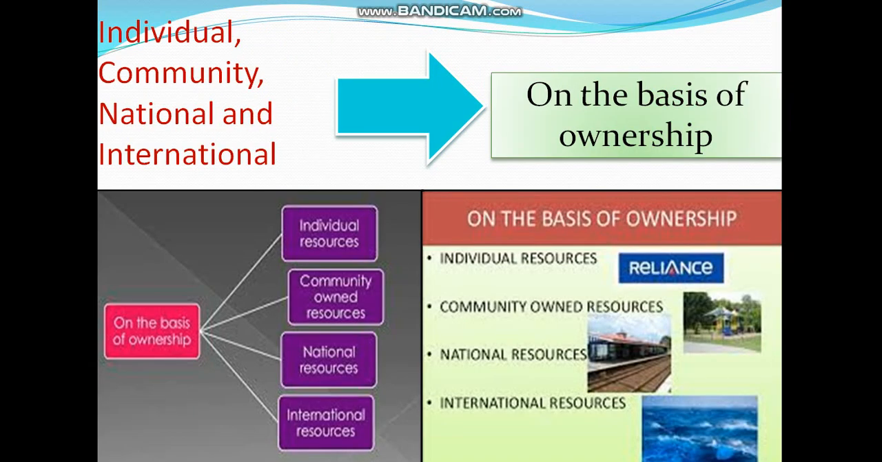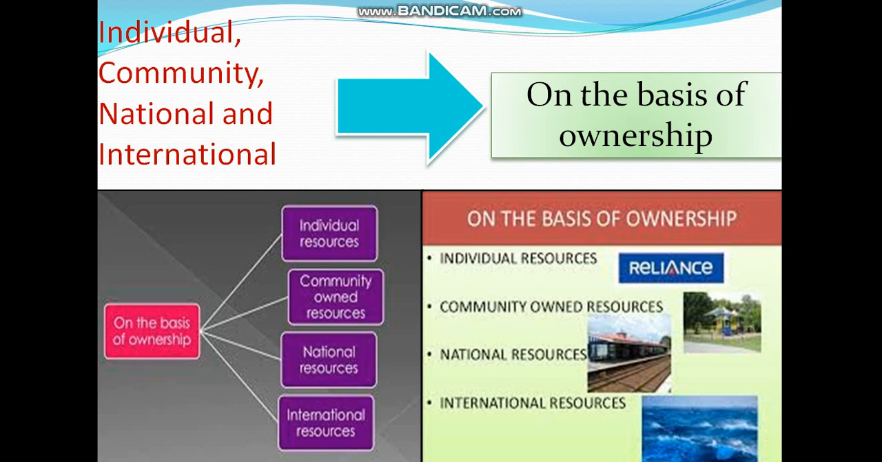Type 3. Individual, community, national and international. Individual resources are owned privately by individuals. For example, many farmers own land which is allotted to them by the government against the payment of revenue, or we can take Reliance as an example too. Community owned resources are resources which are accessible to all the members of the community. For example, village commons, public parks, picnic spots, playgrounds in urban areas, etc.